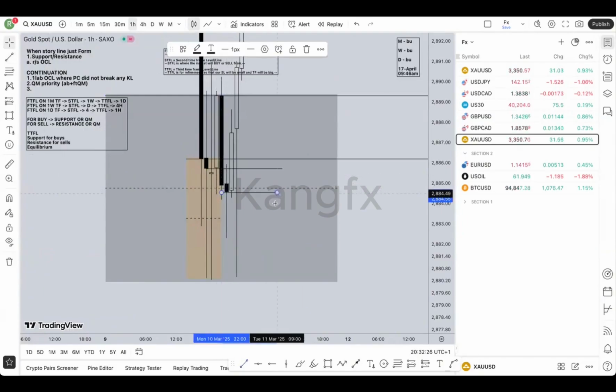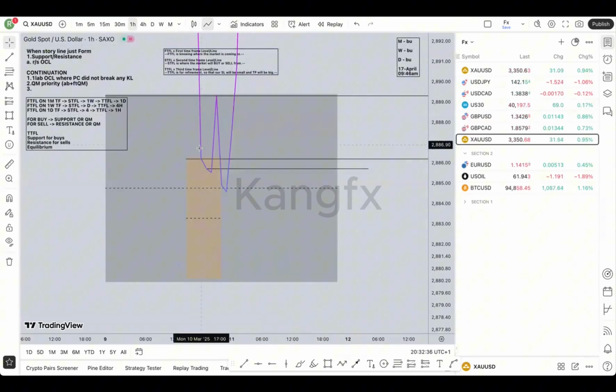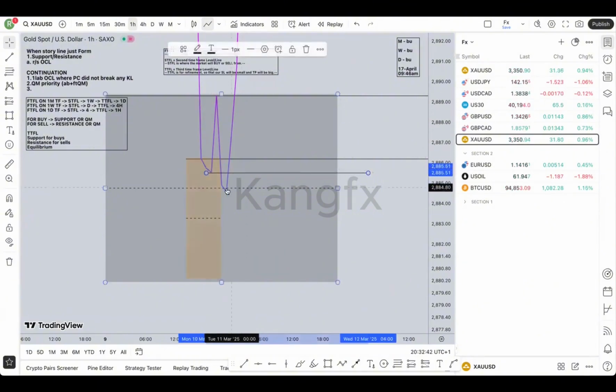We have a support. So this area is where I'm going to pick my trade. This is where I'm going to take my trade on 1 hour. This QM, remember, this is a QM. If I go to line chart, you see that this left, came back. So this is a QM here. This is a support. So on the TTFL, what we look for is support or QM for buys.